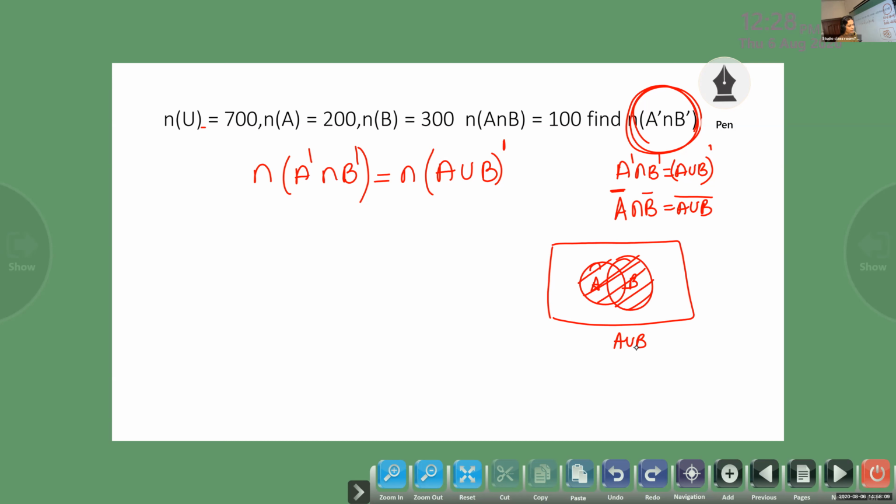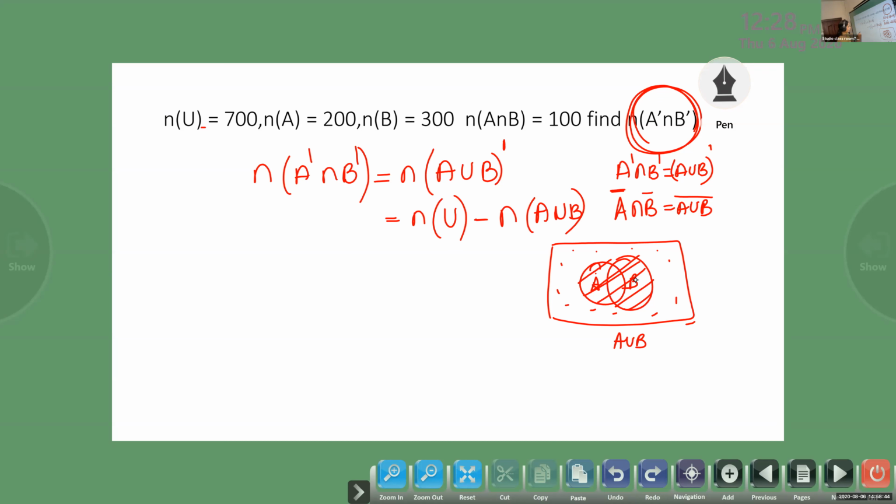So (A union B)' will be outside the circles, outside the set. That means it is present in the universal set, isn't it? This rectangle represents the universal set. So n of (A union B)' is the same as n of U minus n of (A union B). From the universal set, you subtract those elements which are in A union B.